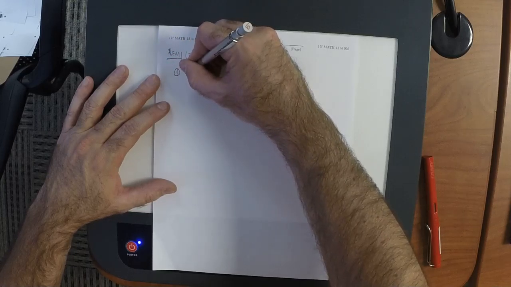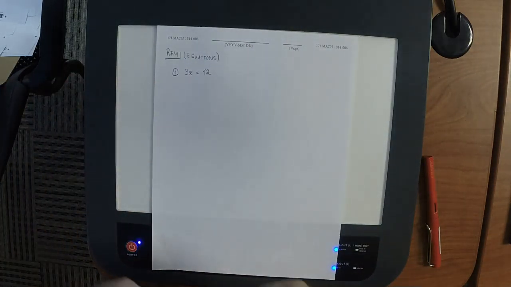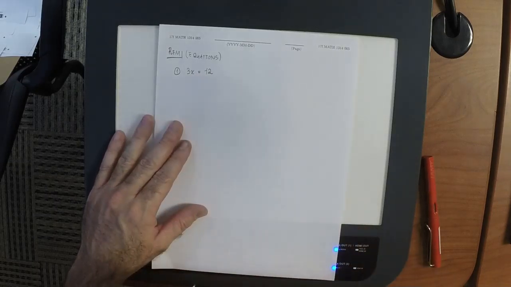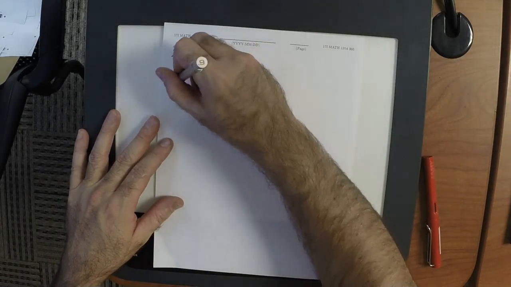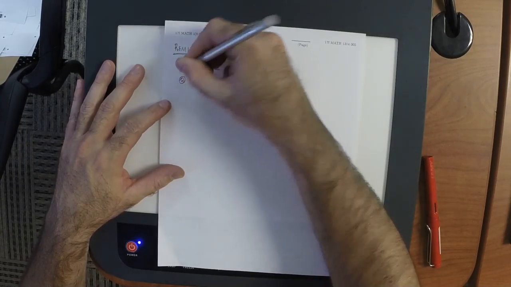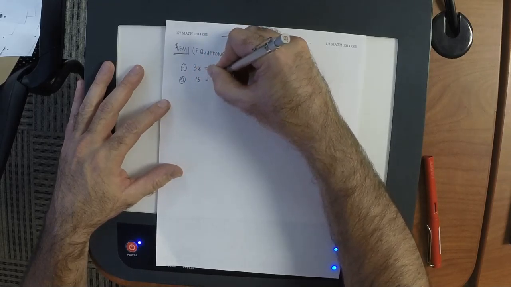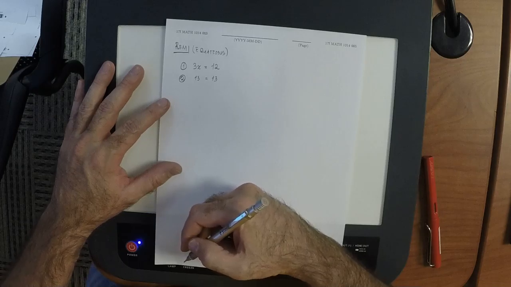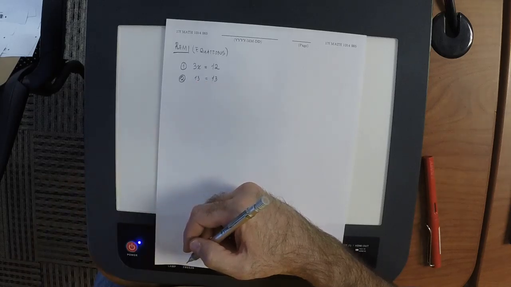So here is an equation. The reason why this is an equation, quite simply, is because it has a left-hand side and a right-hand side and an equal in the middle. That's all that's necessary to be an equation. So how about this? 13 equal 13. Is that an equation? Yes, it's an equation. It's an equation because it has a left-hand side and a right-hand side and an equal in the middle.